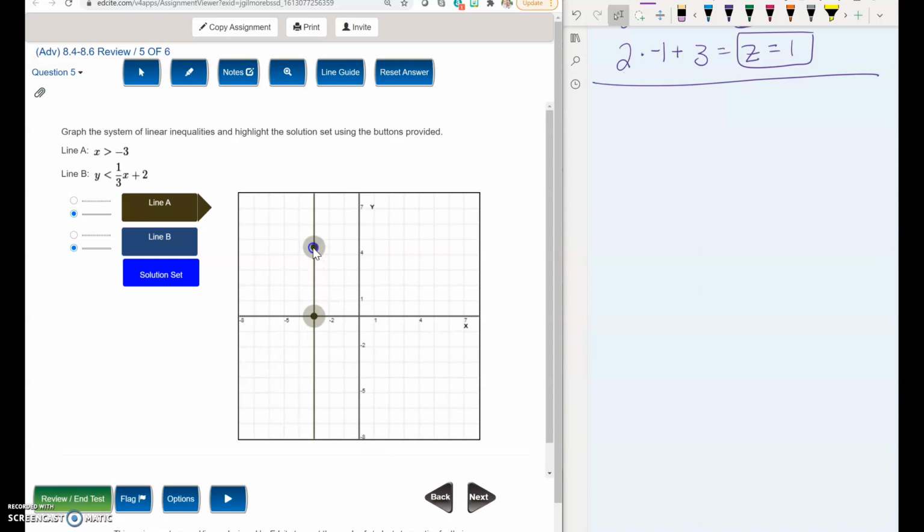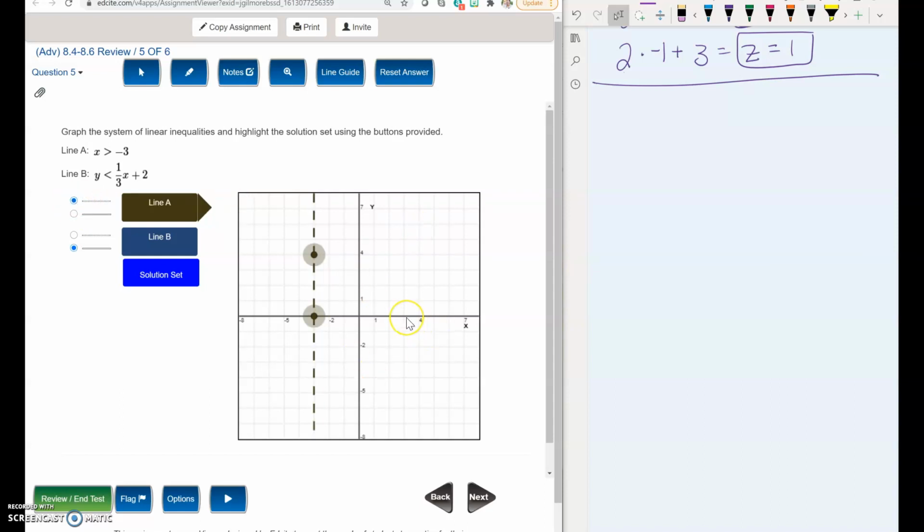And then move the other point to make a vertical line. It does not matter if you put your point up here or down here, as long as you've created that vertical line. Then you click if you want this to be a dashed line or a solid line. And we want this to be a dashed line.